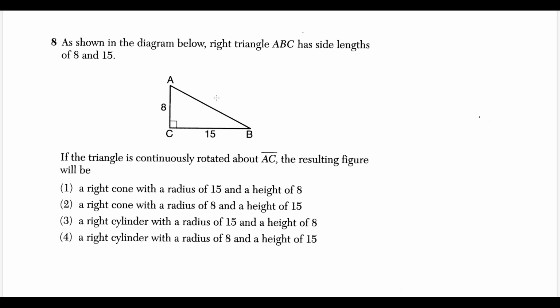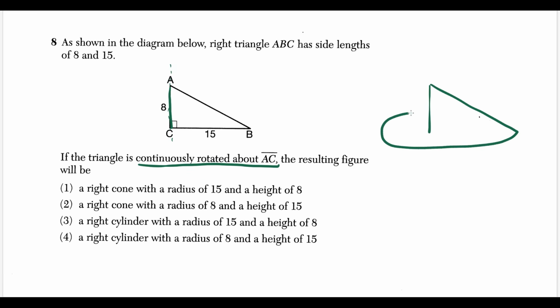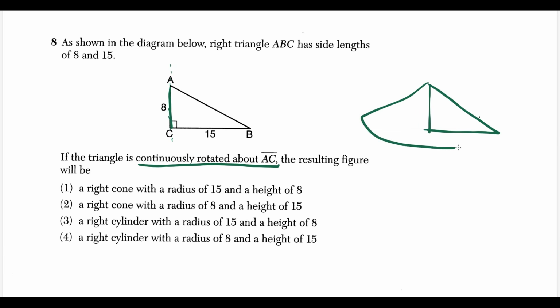For question 8, we have a diagram here, and we're told if the triangle is continuously rotated about side AC, the resulting figure will be. So what you have to imagine here is that this picture comes to life and starts to spin. And we can imagine here that it's going to make a shape like this. So let's do our best to draw something nice. And that's not the best drawing in the world, so let me try that again. So we have this here, and this would just be one of the cross sections. So let's say I just come out and go ahead and draw this.